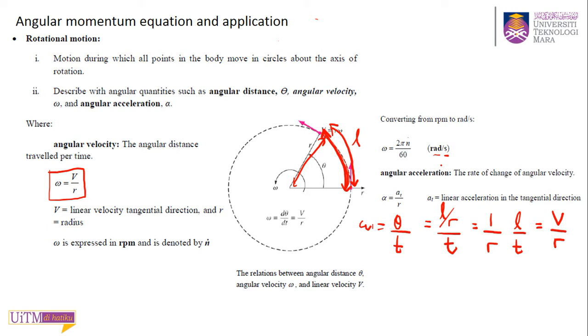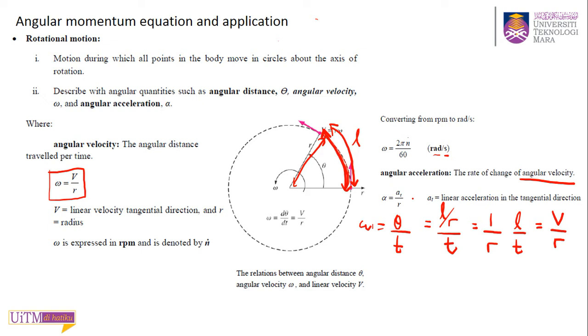But angular acceleration is the rate of change of your angular velocity, so it's just a mirror of what we have done in linear momentum. Angular velocity, angular acceleration. The angular acceleration is the rate of change of angular velocity, and to find it, it is the linear acceleration a_t over R. Same as you find angular velocity, linear velocity over R; angular acceleration, linear acceleration over R.